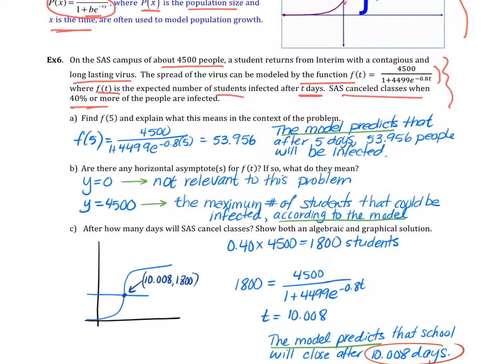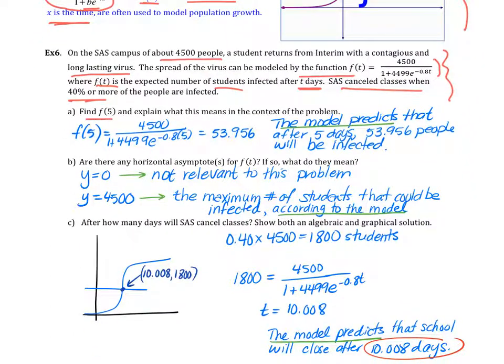So part A. It says find f(5) and explain what this means in the context of the problem. Well, remember the t value is our x value, which is the number of days. So after 5 days, we're going to find the population that is infected. So after 5 days, 53.956 people will be infected.